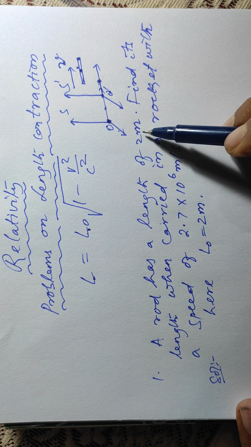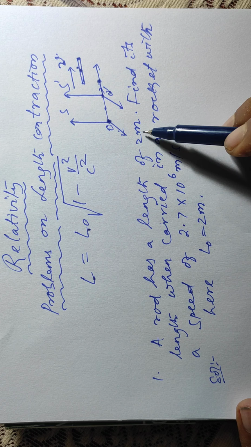In both the frames the x-axis coincides. The observer O is at rest and the observer O dash is moving with the frame S dash. And there is a rod here. The observer O measures the length of the rod as L0 and the observer O dash measures the length of the rod as L. V is the velocity with which the frame S dash is moving along the x-axis. So L is equal to L0 into root over 1 minus V square by C square.